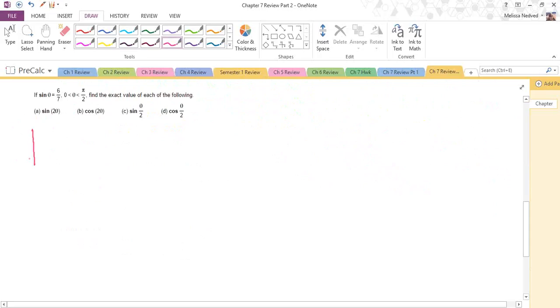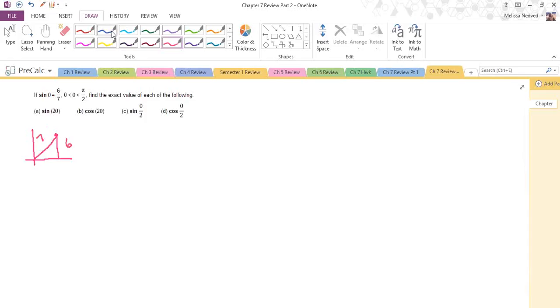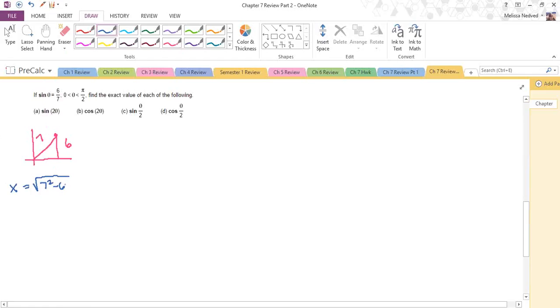I'm told I'm restricted in quadrant 1. So I know both x and y are going to be positive. Sine is 6/7, which means that my y is 6, my r is 7. I need to solve for x. So x is going to be equal to the square root of 7 squared minus 6 squared. 7 squared minus 6 squared is 13, and that's not a perfect square. I can't reduce that at all, so I just get positive root 13 for my x value.